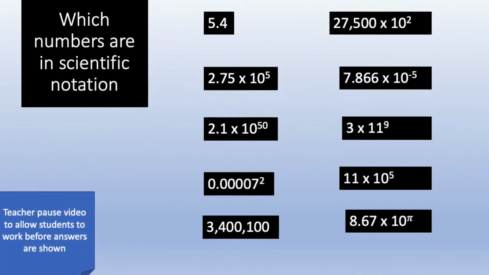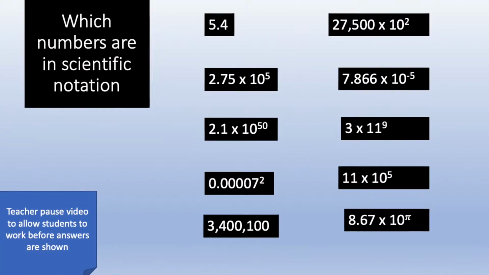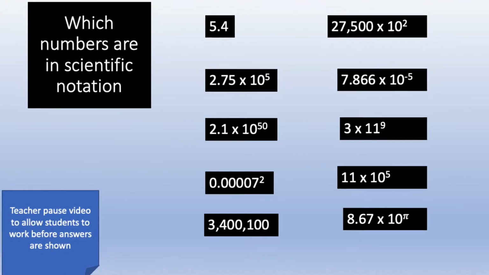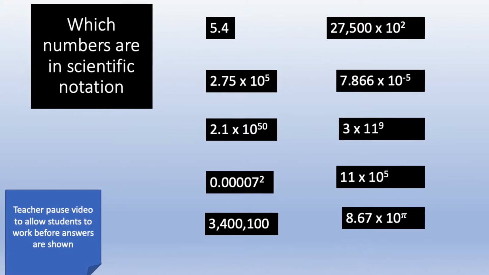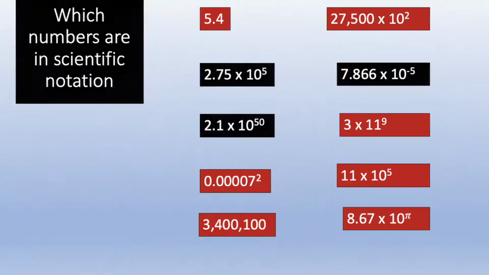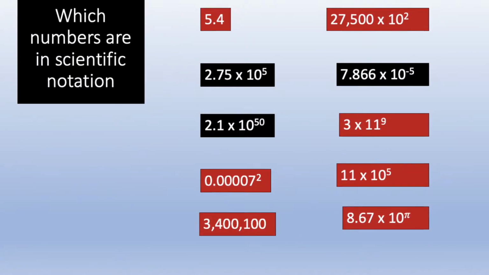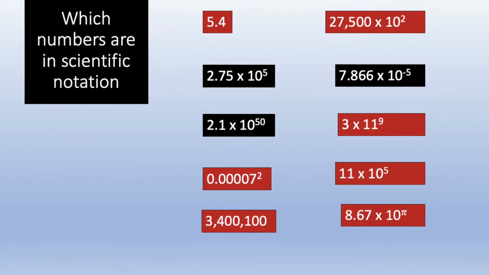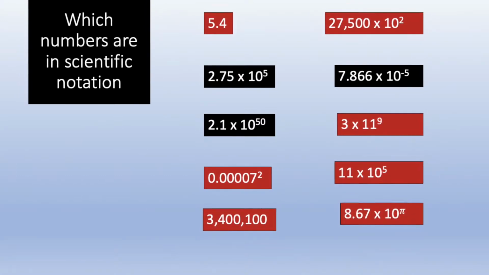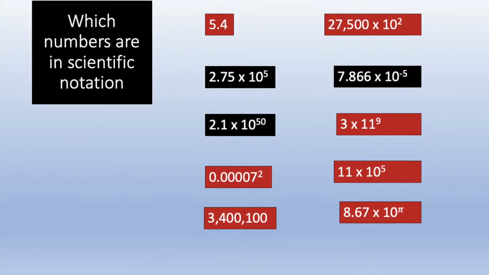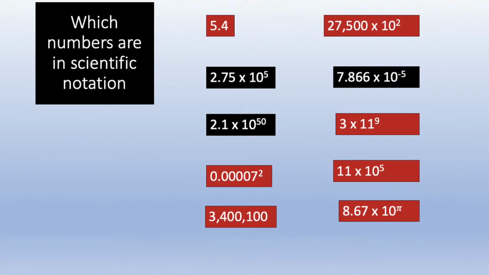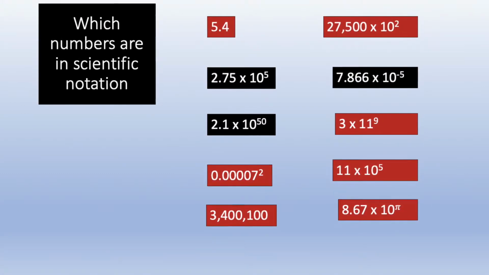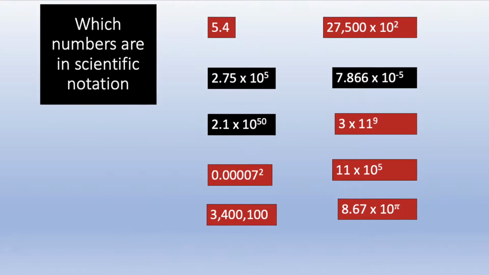Which numbers are in scientific notation? Teacher, please pause the video to allow students to have time to work before answers are shown. The following numbers in red are not written in scientific notation. Please take a few seconds and discuss each example and why it is not written in scientific notation with your partner. Be sure to pay attention to the base, coefficient, and exponent.